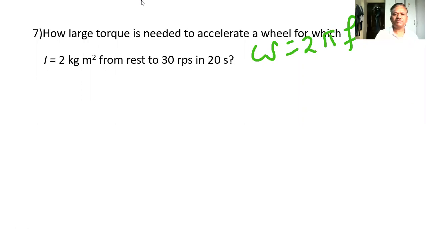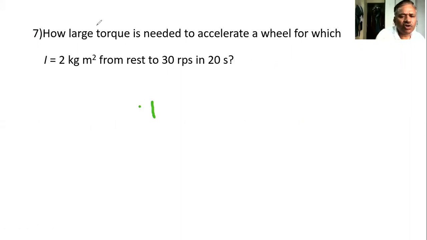Last problem. How large a torque is needed to accelerate a wheel, for which I is given as 2 kg meter square, from rest to 30 RPS in 10 seconds? Torque you have to calculate. What is the formula for the torque? Torque equal to I into alpha.